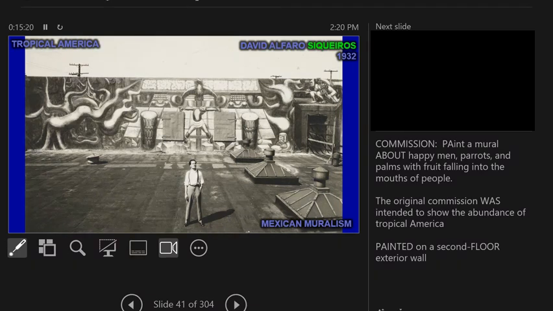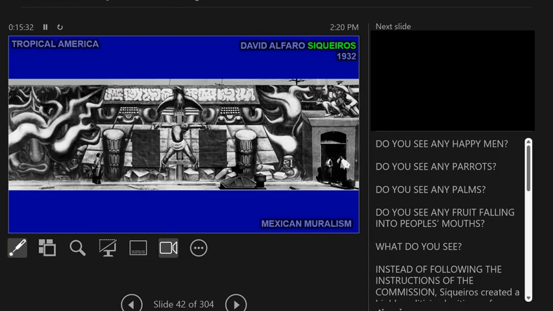The original commission was intended to show the abundance of tropical America, and he painted it on a second floor wall exterior. Now, do you see any happy men? Do you see any parrots? Do you see any palms? Do you see any fruit falling into the people's mouths? No. What do you see?